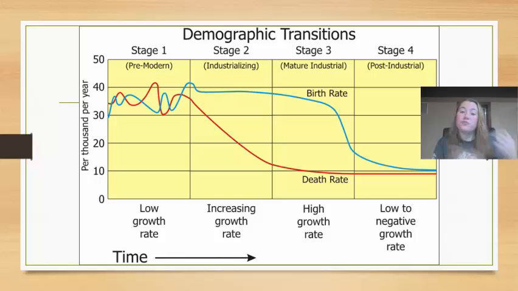Once we get to stage 4, this would be our post-industrialized countries. These are places that have very low birth rates and low death rates. Now, stage 5, if it were there, we would start to see this increase in death rate with a low birth rate, but we don't really worry about that too much for the scope of our class because, in all honesty, this hasn't happened in very many locations.